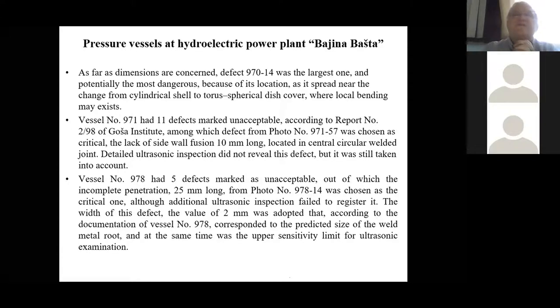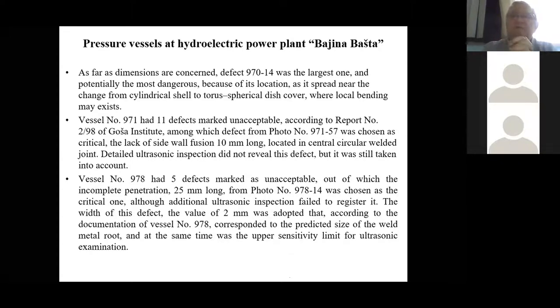In all three cases, they were not cracks. They were either incomplete penetration or lack of fusion, and dimensions were defined. So we could actually consider them with a very strong conservative approach. First of all, we assume they are cracks, not just defects, not just crack-like defects. We consider them as cracks.